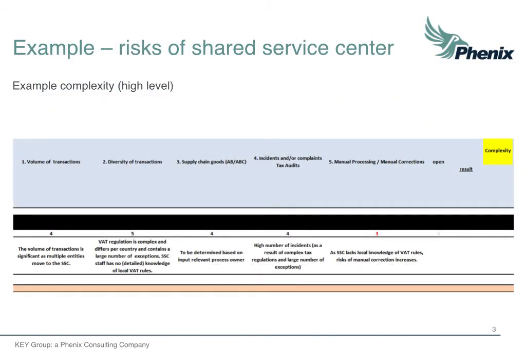Slide 14 shows an example of risks of setting up a shared service center with a focus on complexity. Accounts payable is normally outsourced to such a center, and the VAT handling of incoming invoices is a top VAT risk area. Often the VAT determination of such invoices is done by AP clerks that lack proper VAT knowledge.